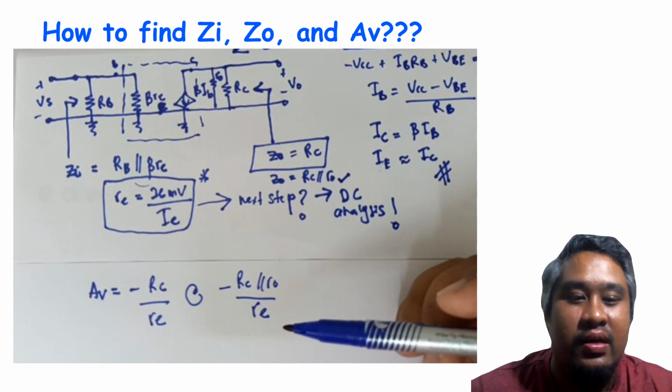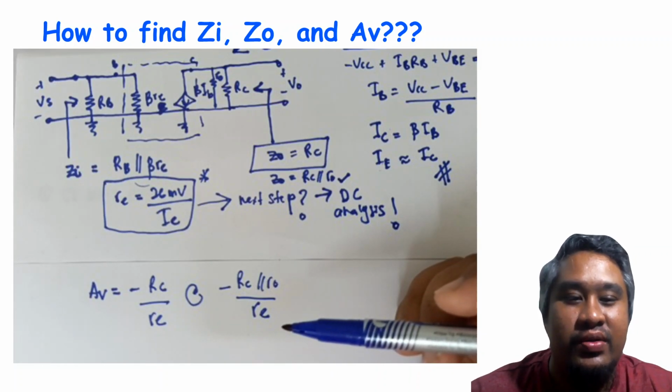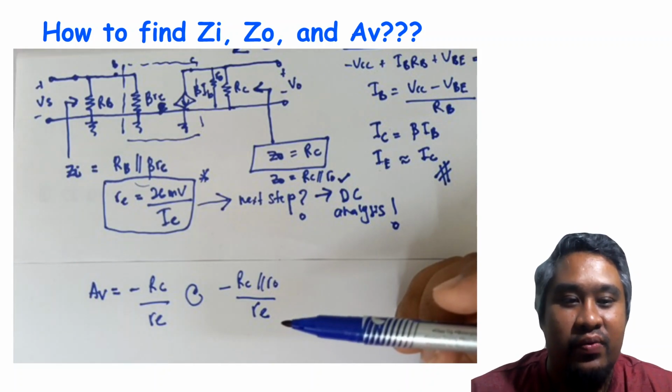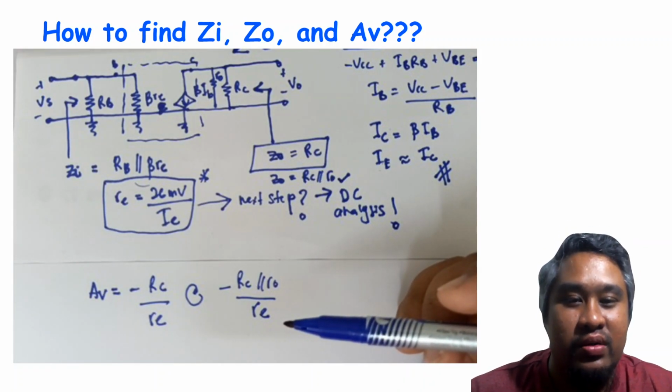Next we will move to find ZI, Z out, and AV by using the common emitter voltage divider. We continue on our previous video. In the previous video we already used the voltage divider bias configuration, but for this one we'll extend it a little bit to find ZI, Z out, and AV.